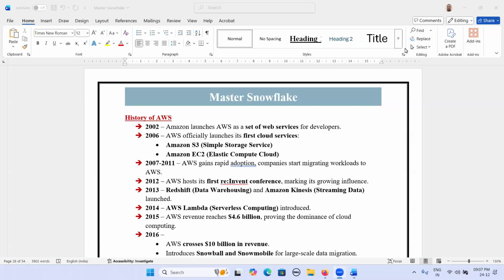Yeah, let's continue Master Snowflake. As part of Master Snowflake, we are discussing AWS for Snowflake. As part of AWS for Snowflake, let's understand the history of AWS.